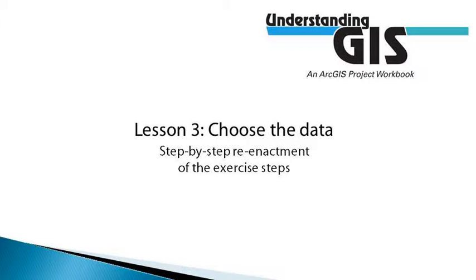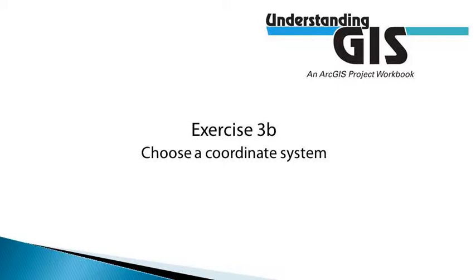This is Lesson 3, Choose the Data, Exercise 3B, Choose a Coordinate System. When you choose a coordinate system, you're choosing one way, among many possible ways, to use measurements to describe the locations of places in your data. Like how many feet or meters away is place A or place B from a given reference point.